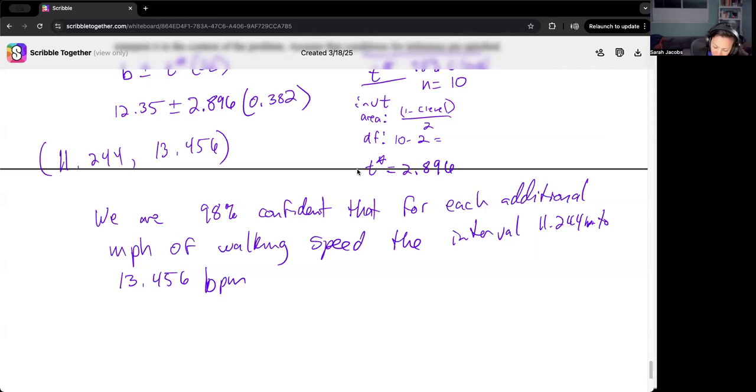Let's add the BPM there. Sorry, my handwriting is trash right now because my contacts want to die. BPM to 13.456 BPM contains the increase in BPM, or contains the true slope. So we'll say average.